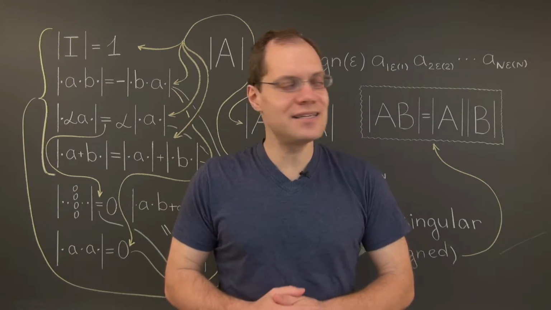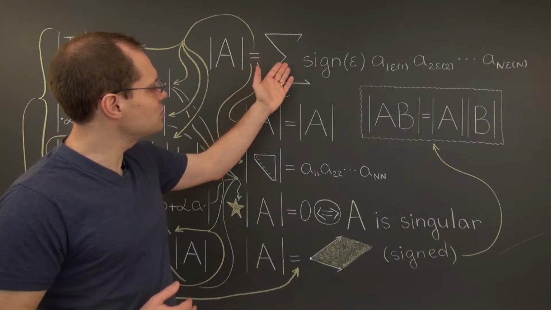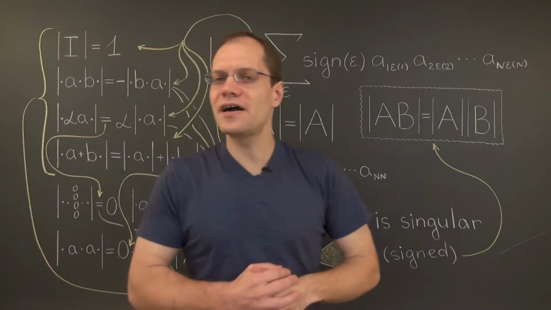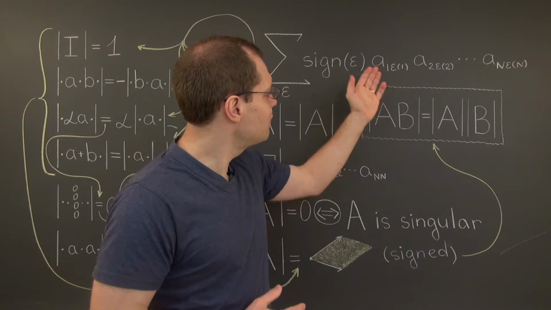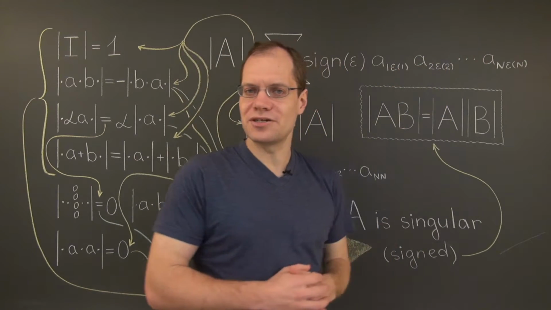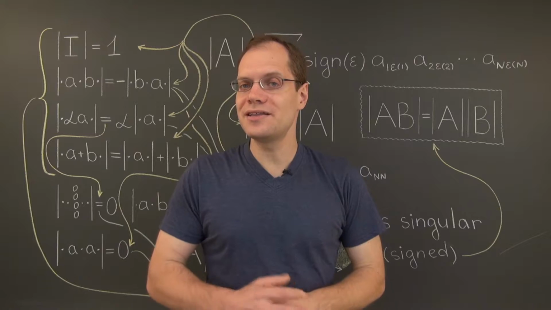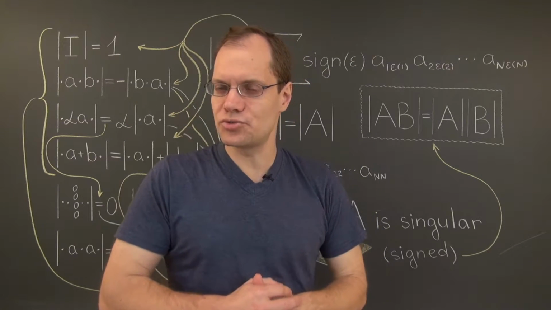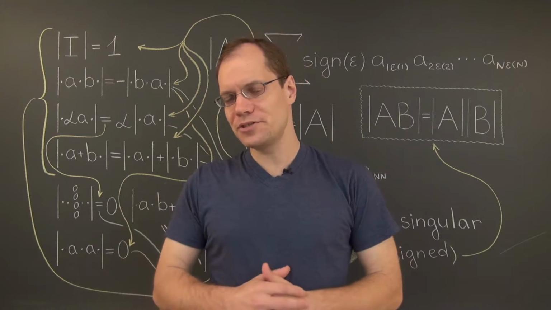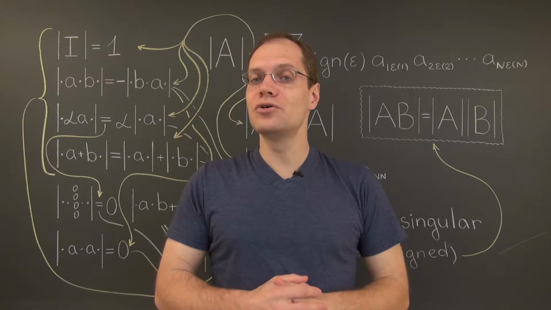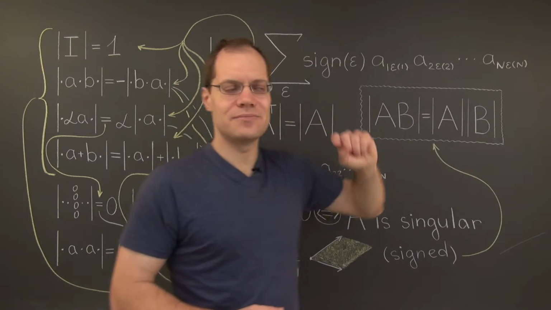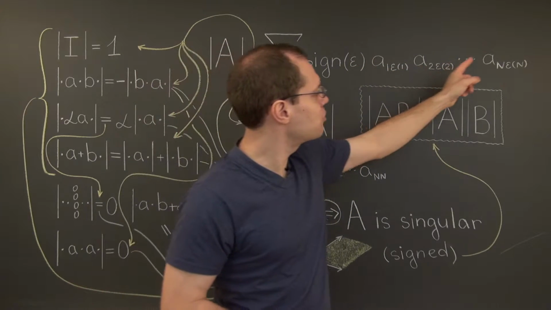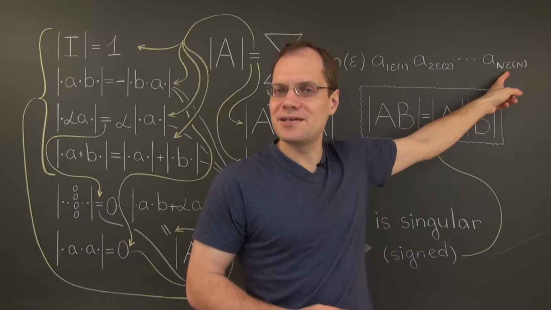This definition states that the determinant equals the sum of n factorial terms. Each of the terms is a product of n entries from the matrix, chosen in such a way that there is exactly one entry from each row and one entry from each column. And the rows are chosen in order. The columns are chosen according to some permutation denoted by epsilon.